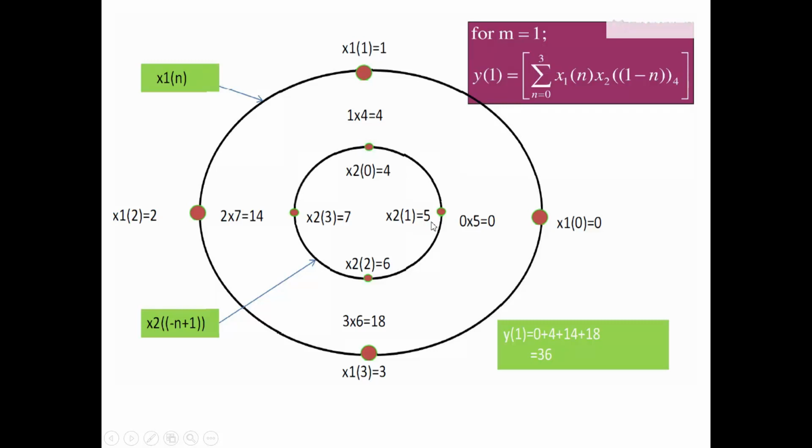So this is to be multiplied by, this is 5 and this is 0. 5 into 0 is 0. This is 4. 4 into 1 is 4. This is 7 and this is 2. 7 into 2 is 14. This is 6 into 3, 18. So these are added and y1 will be equal to 36.